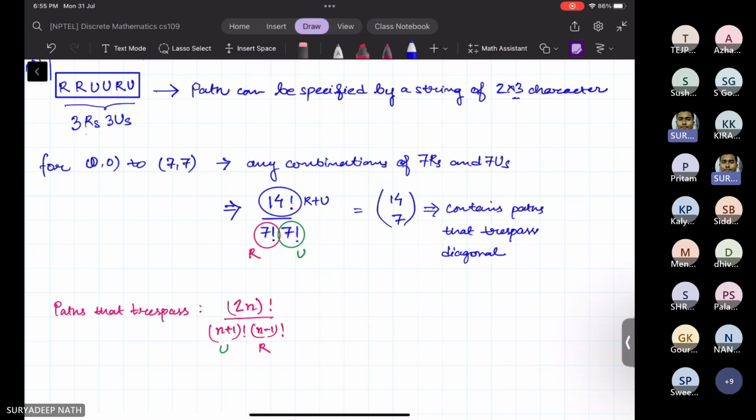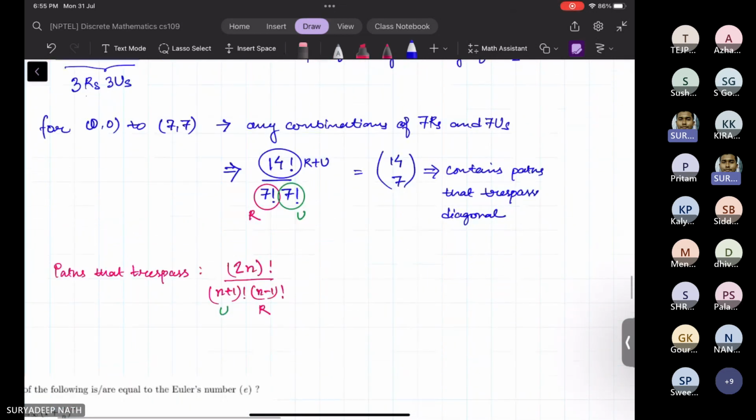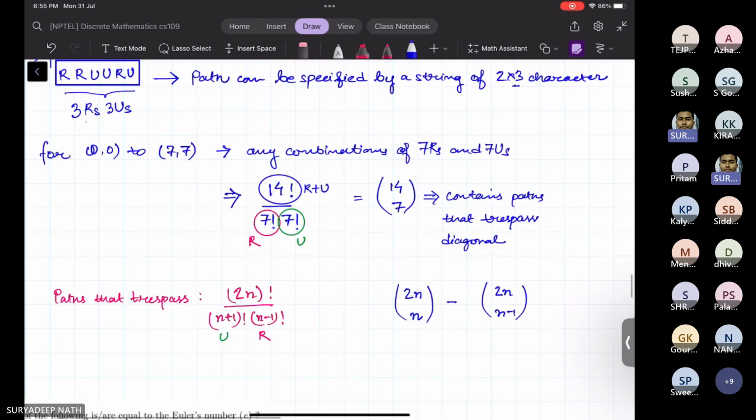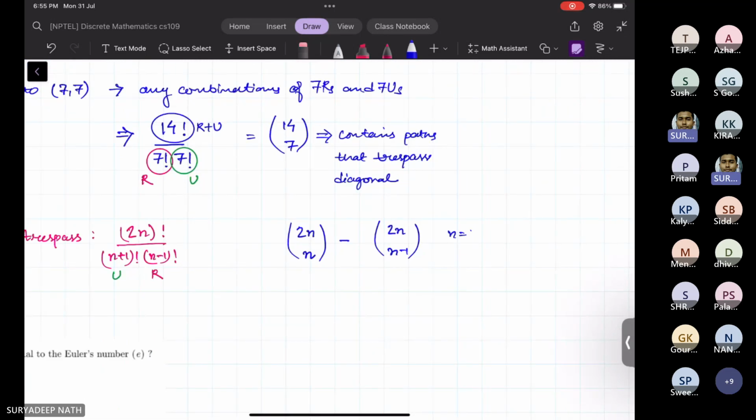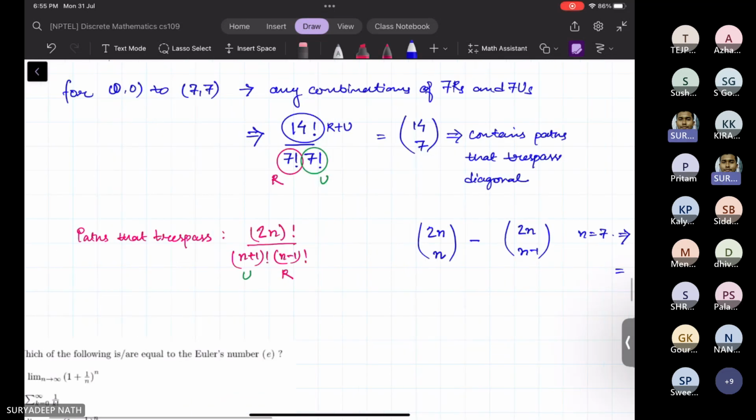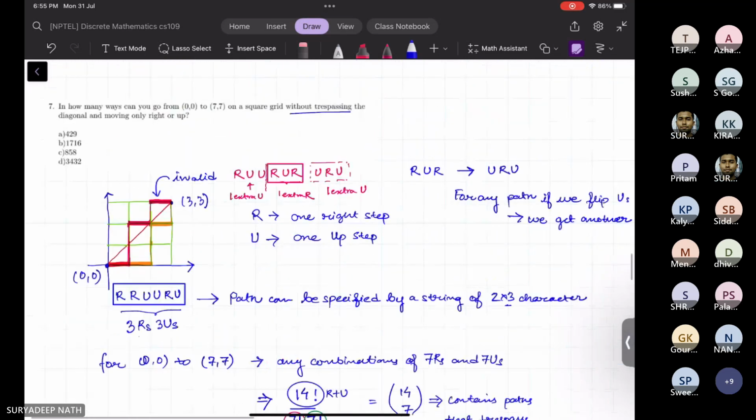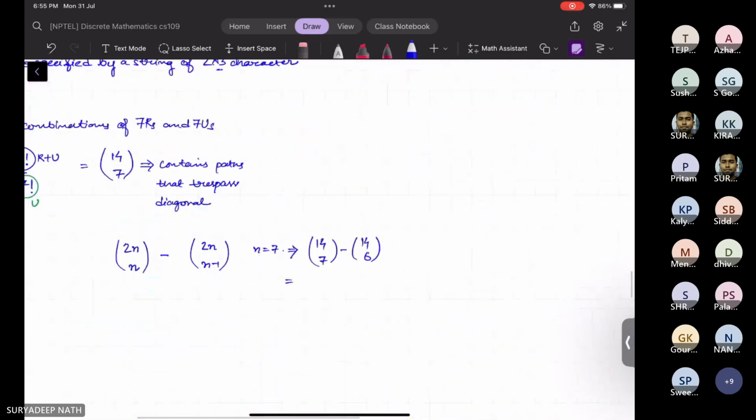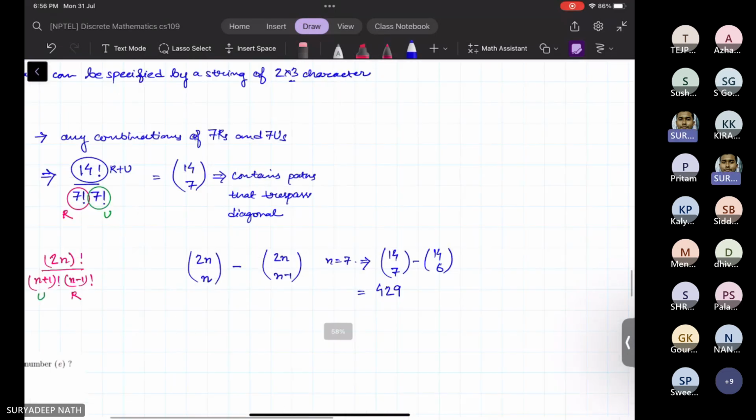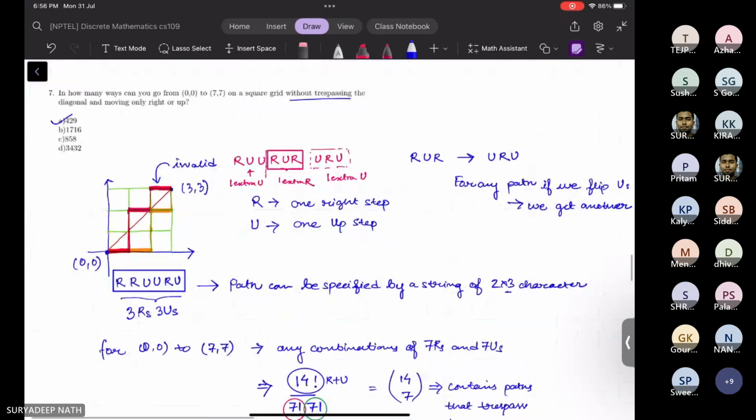So the total number of paths that don't trespass is basically 2n choose n minus 2n choose n minus 1. If we put n equal to 7, then we get 14 choose 7 minus 14 choose 6. That turns out to be 429. So the right answer is option A for this question.